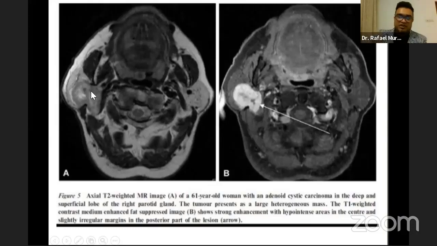So on the axial T2-weighted image, a 61-year-old woman with an adenoid cystic carcinoma in the deep and superficial lobe of the right parotid gland, the tumor presents as a large heterogeneous mass. And the T1-weighted contrast medium enhanced fat-suppressed image, which is B, shows strong enhancement with a hypointense area in the center, and a slightly irregular margin at the posterior part of the lesion.